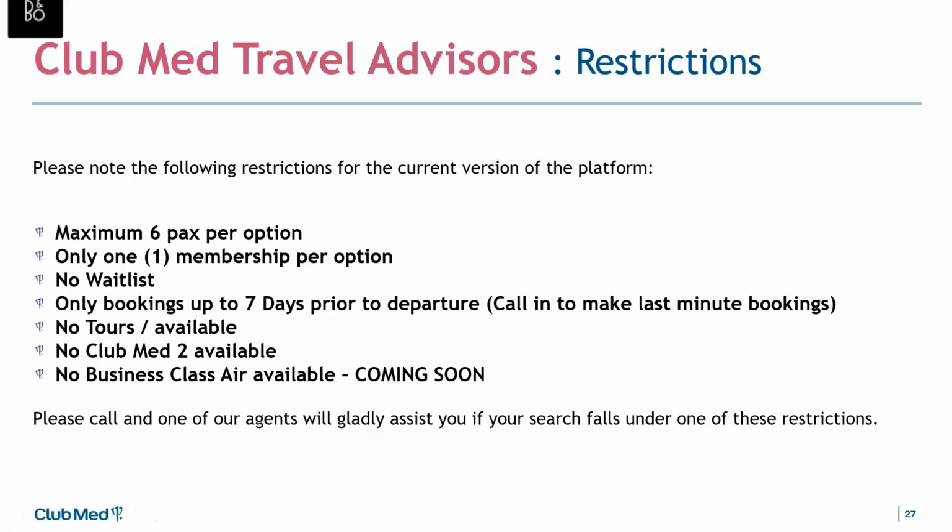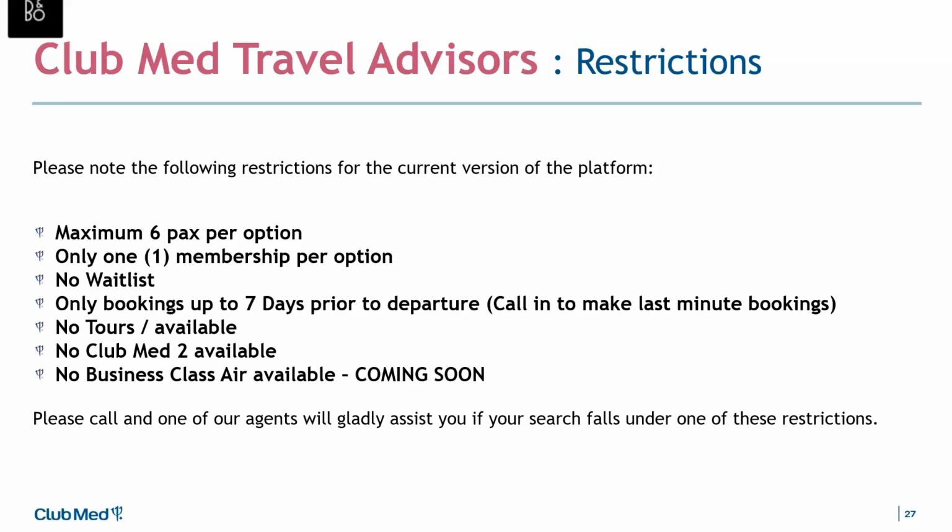Now, there are some restrictions right now with the system, but we want to make sure that you know exactly what you're able to do in this current version of the platform. Right now, we do have a maximum of 6 passengers available per option. If you have a larger family traveling, you can make multiple options. Only 1 membership number per option.